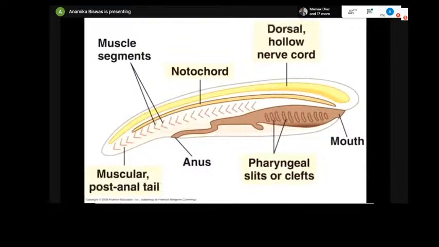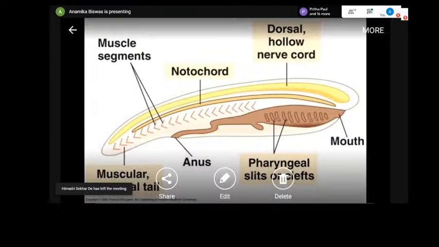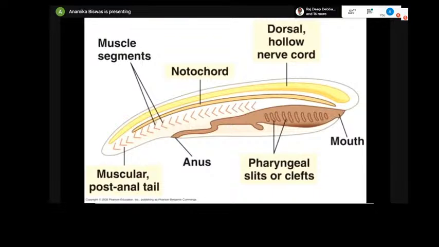In our first class, when we started the classification of animals, we discussed ectoderm, endoderm and mesodermal layers. So this notochord is derived from the mesodermal layer. Its function is to support the body, as it is a solid structure. It supports the body and provides the surface for attachment of muscles. Okay, so that is the notochord.